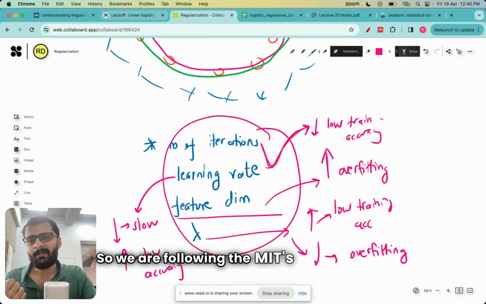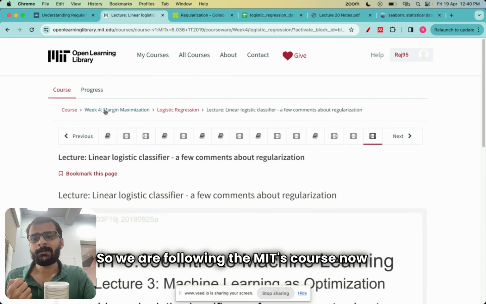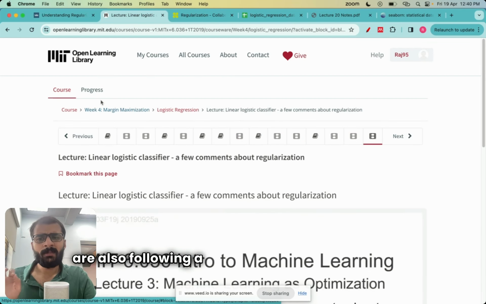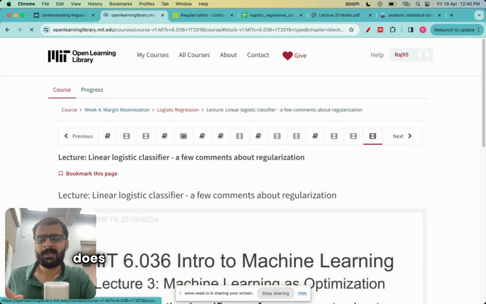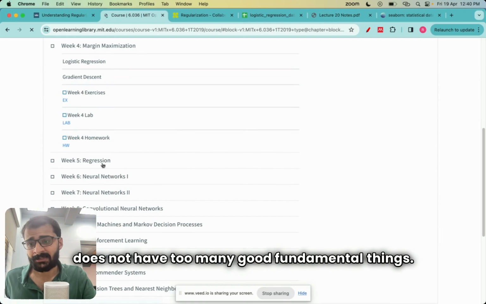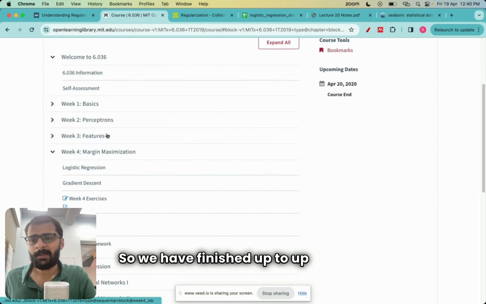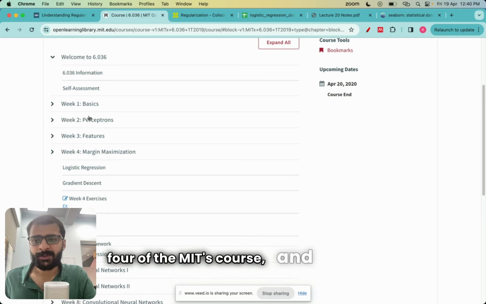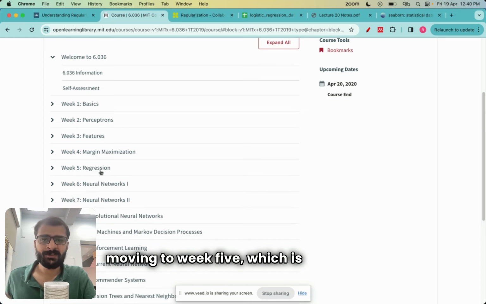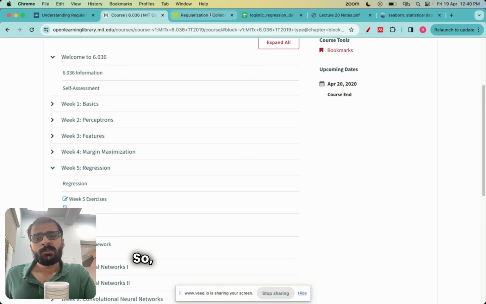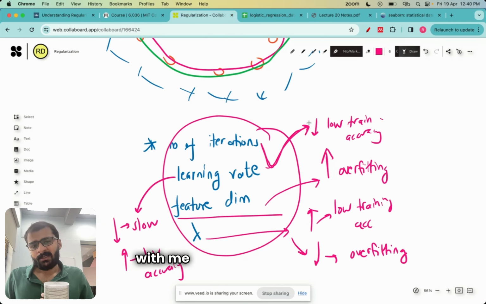So we are following the MIT course now. We are also following a Microsoft course in parallel, but it does not have too many good fundamental things. So we have finished up till week 4 of the MIT course, and now we'll be moving to week 5, which is regression.